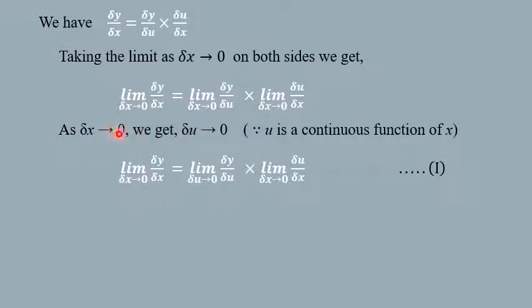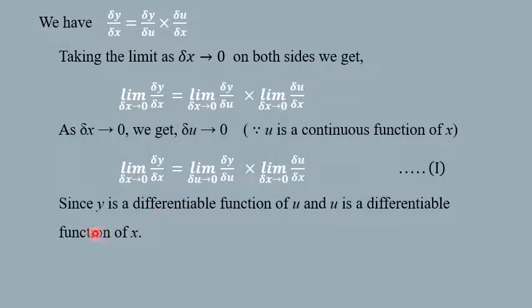कारण x मध्ये आपण डेल्टा एक्स चेंज केल्यामुळे u मध्ये डेल्टा u चेंज झालेला आहे. So delta x tends to 0 means delta u also tends to 0. The reason is u is a continuous function of x. But since y is a differentiable function of u and u is a differentiable function of x, by the definition of a derivative, the given function is differentiable means the limit of the increment ratio exists, and that limit is called the derivative.